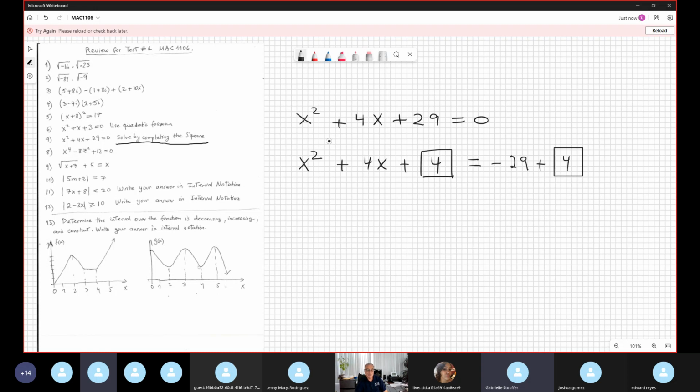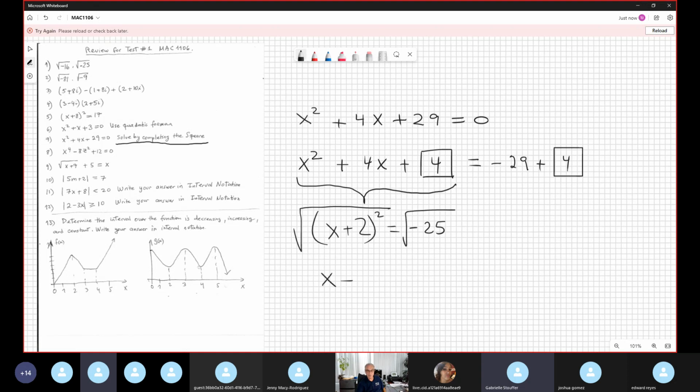Therefore, this trinomial is a perfect square. And the factorization is actually only one parenthesis, not the classical two parentheses of any trinomial, because they are twin brothers. x, 2, 2, because 2 times 2 is 4, and 2 plus 2 is 4. Please write it like that, it's better. And this is minus 25, right? Minus 29 plus 4. Now square root both sides.